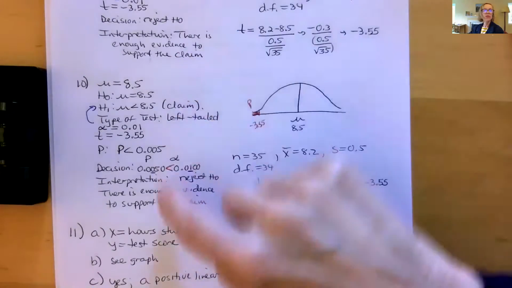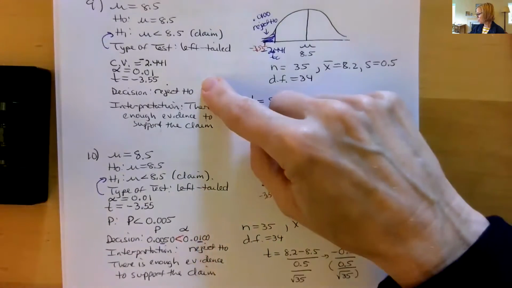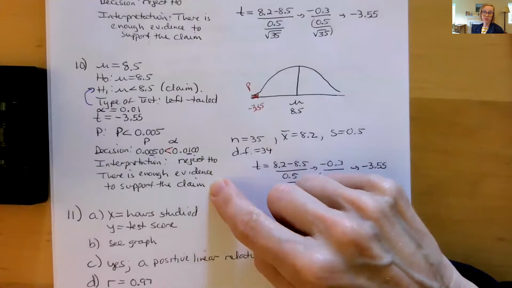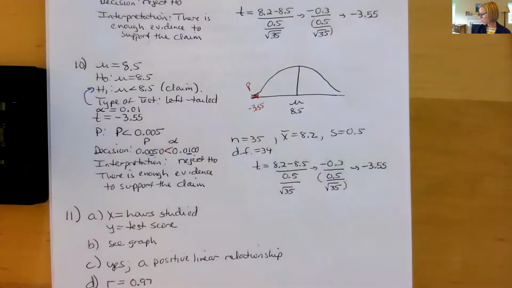Again, whether you're using a critical value or a p-value, you should get the same decision and the same interpretation. So that's the end of the chapter 8 questions.